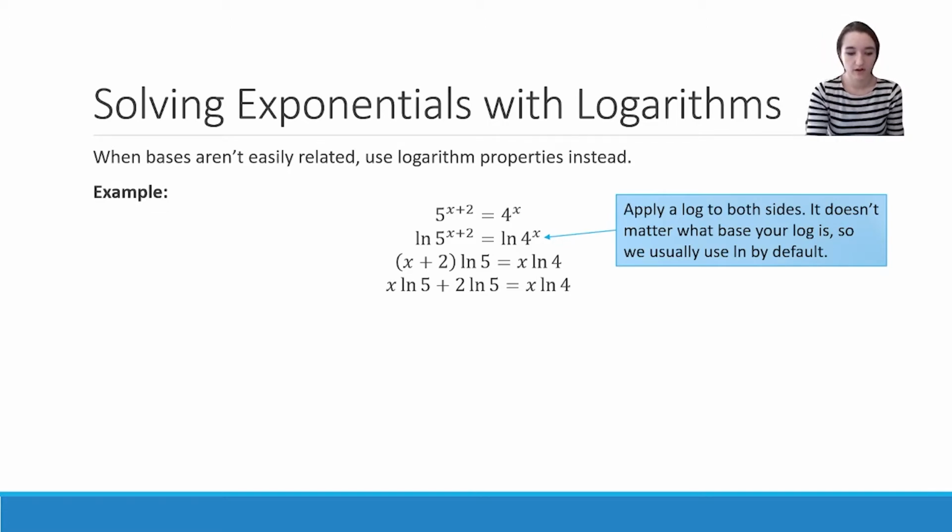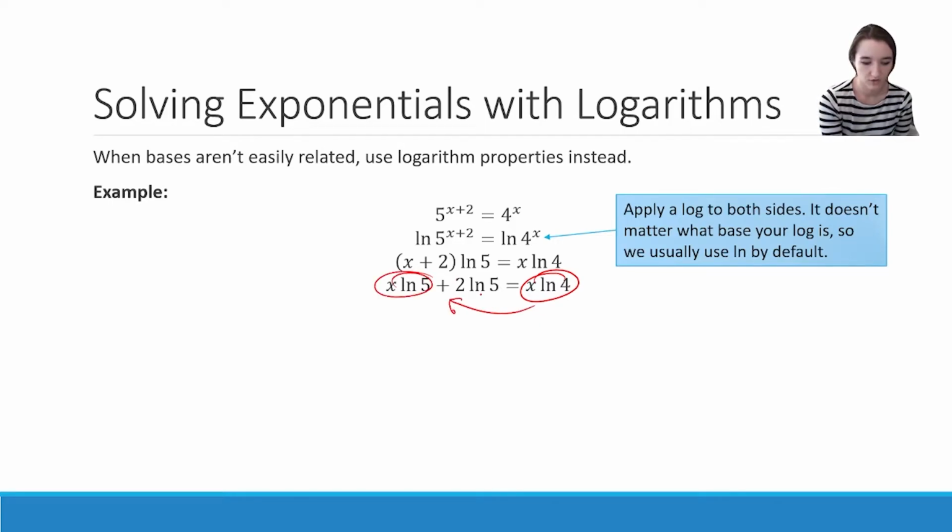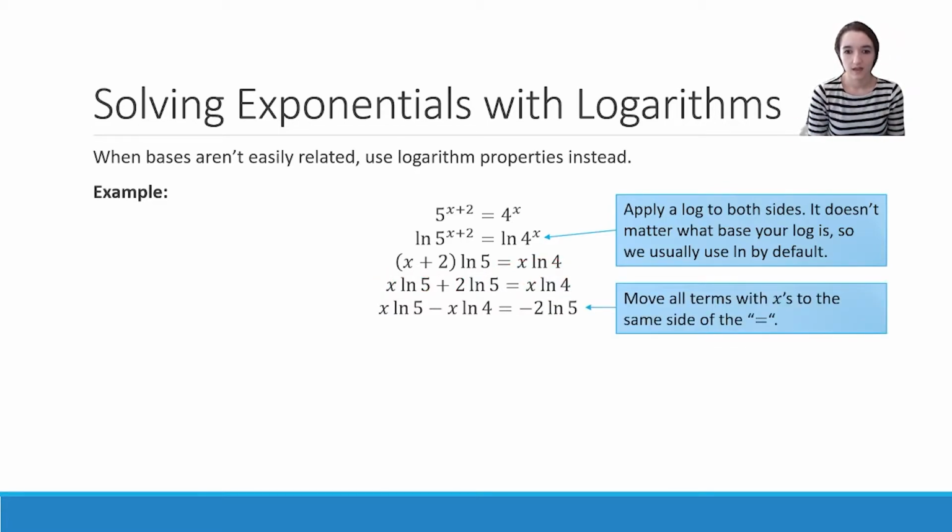We're just trying to move our x's, anything with x, all to the same side. So this is going to move over here, and we're going to move the one that doesn't have an x to be alone on the other side. So that's x ln 5 minus x ln 4 is equal to negative 2 ln 5.